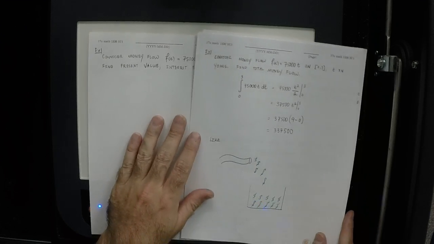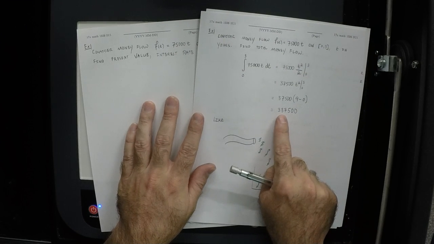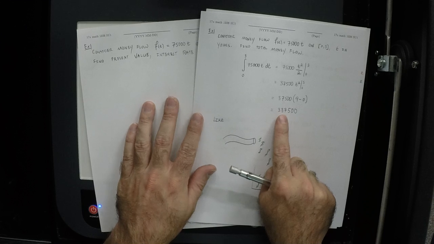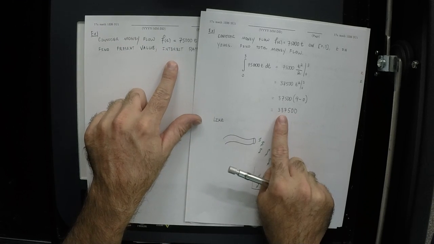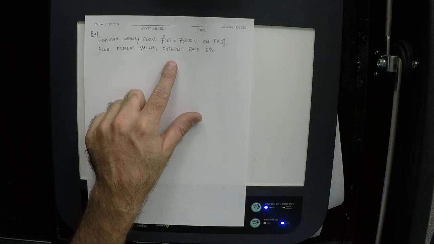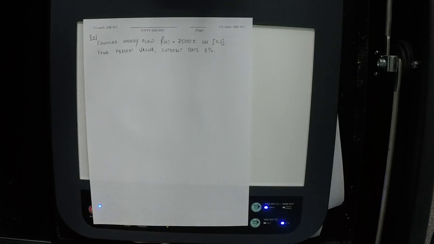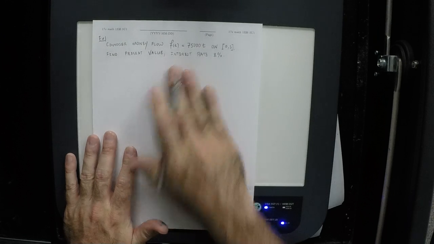So what I want you to see is that the total money flow is $337,000-ish. The present value of that money flow, it simply must be less. It's something like saying, I would like to be in control of the hose. I see that you're in control of the hose, but I want to be in control of the hose because I would like to have it. How much money could I give you right now so that I can be in control of the hose? Well, I should be able to give you less than $337,000 because you could take whatever I give you and put it in a bank account. Okay? So, what do we need to do to calculate this answer?